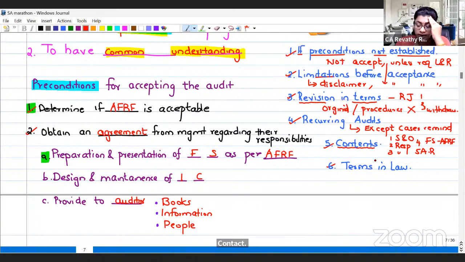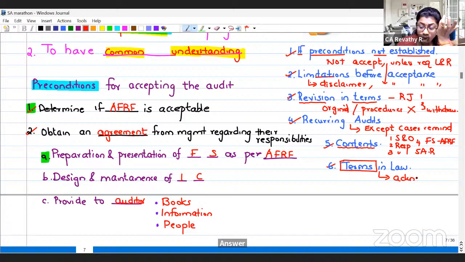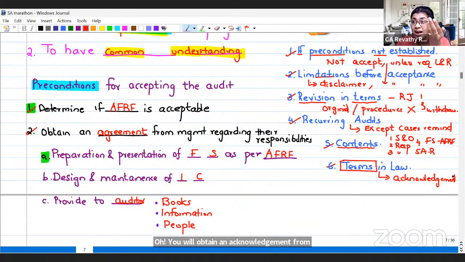Okay, finally, if terms are already prescribed in law, do you need to give the engagement letter again? Answer is law overrides, no. So answer is no, but you will obtain an acknowledgement from management that they understand the terms in law.